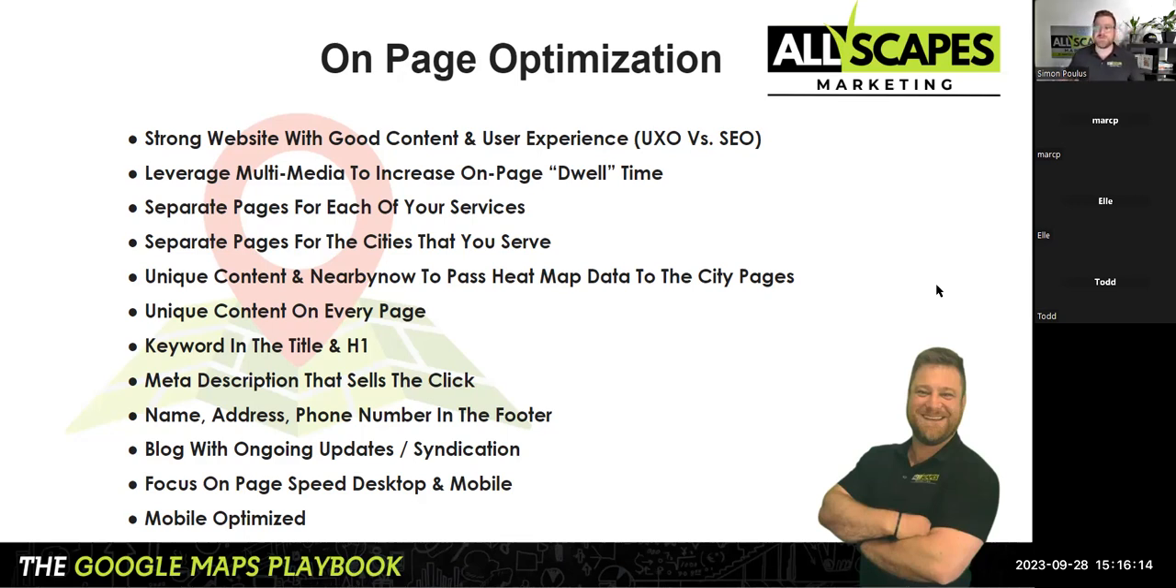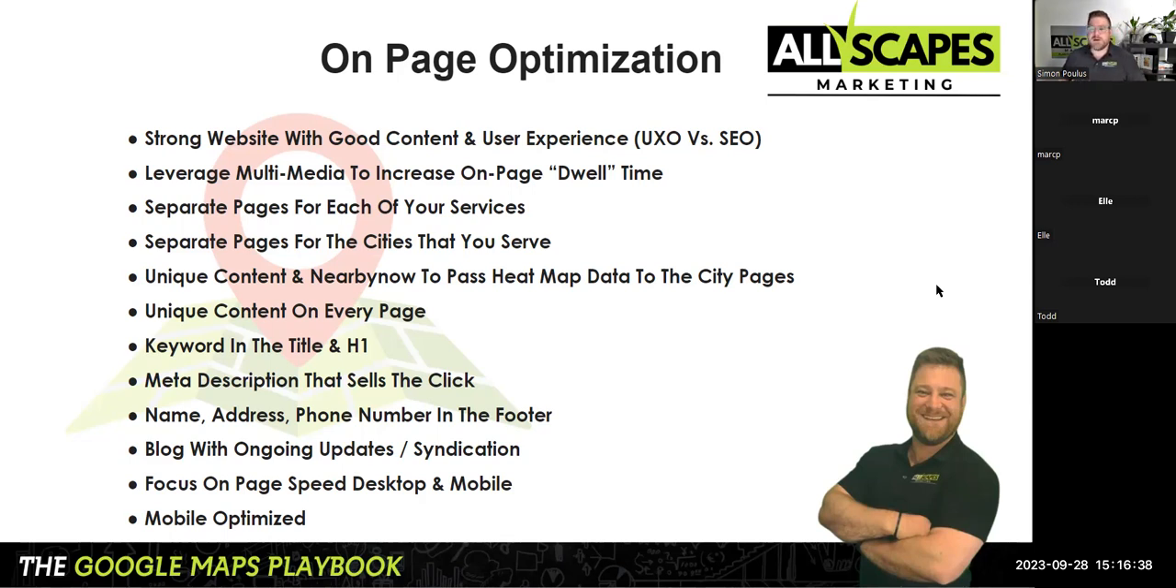And you want a meta description, which is the page description. When you Google a keyword and you have all the blue links and the little descriptions underneath, that's called your meta title and your meta description. You want to sell the click, okay? Why should the user that's just typed in landscapers near me click you? Why should they choose you?